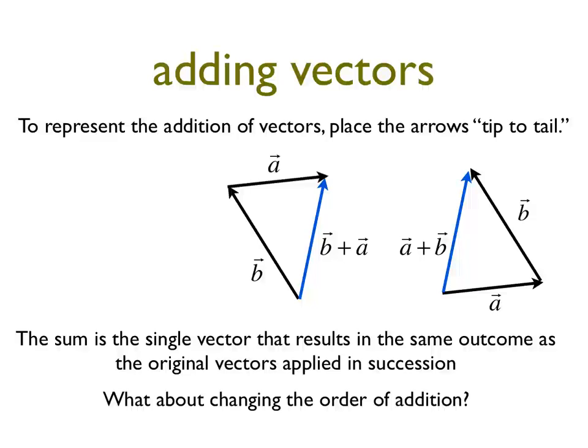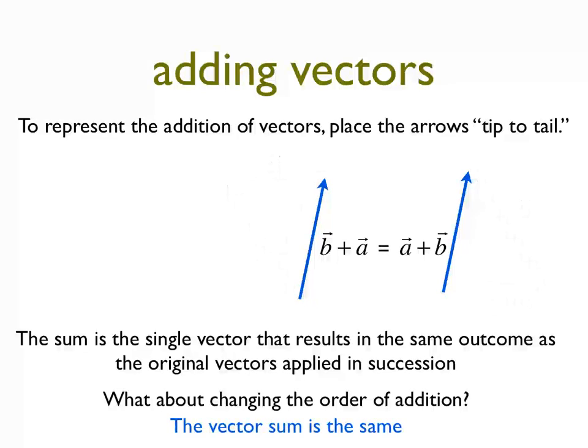And what do you notice about A plus B vector versus B plus A? It's the same vector, right? It's the same vector. Just like 3 plus 5 is the same as 5 plus 3, you can switch the order when you're adding vectors as well. You get the same resulting vector. Okay, any questions so far?